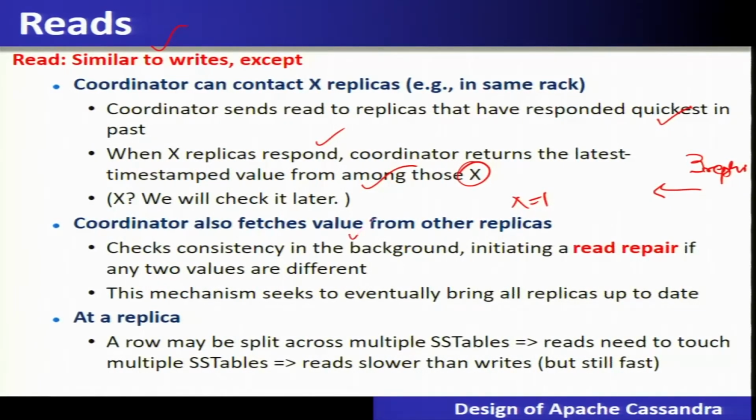Now, the coordinator also fetches the values from the other replicas to check the consistency in the background. It will initiate a read repair if any two values are quite different. This mechanism seeks to eventually bring all the replicas up to date. At a replica, the data may be split across multiple SSTables, that is quite possible. So, reads need to touch multiple SSTables, and reads may therefore be slower than writes, but are still quite fast in comparison to an RDBMS.